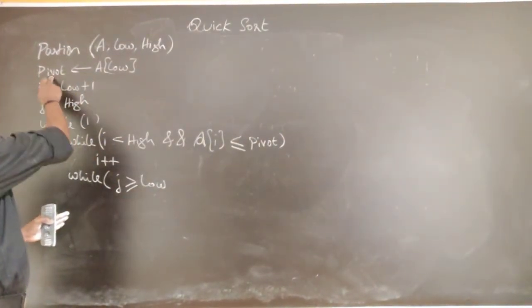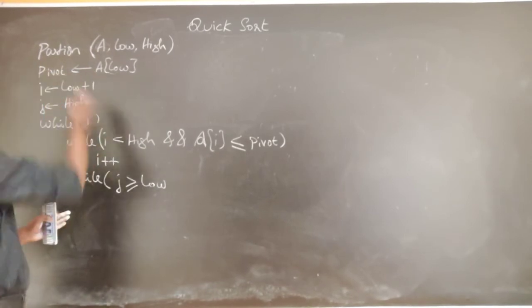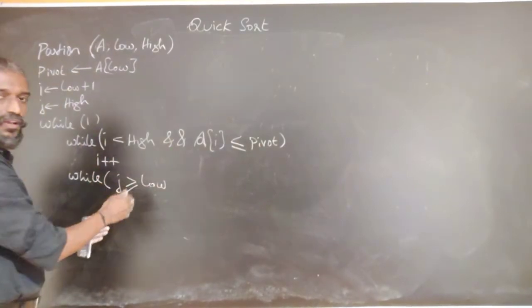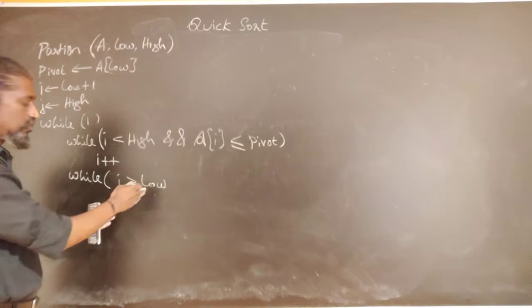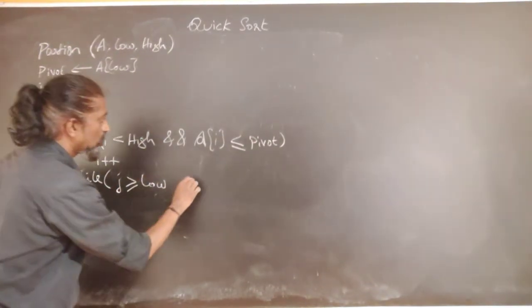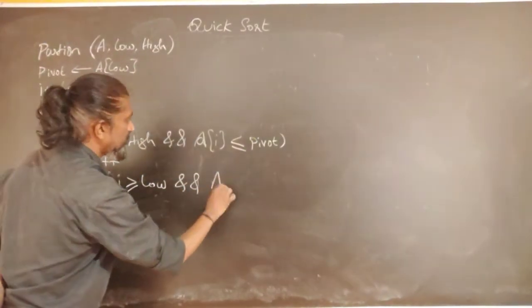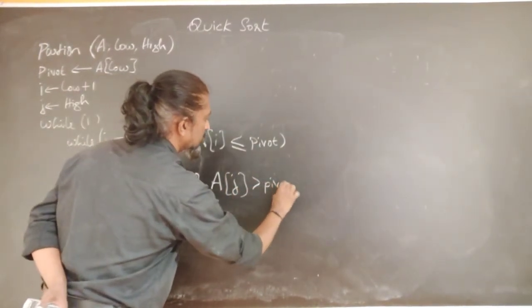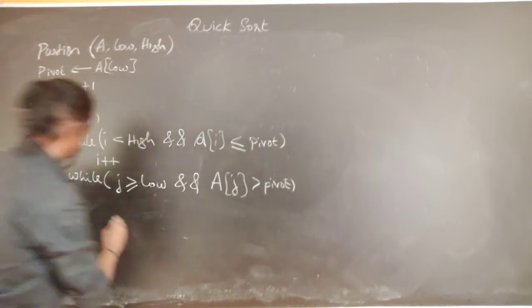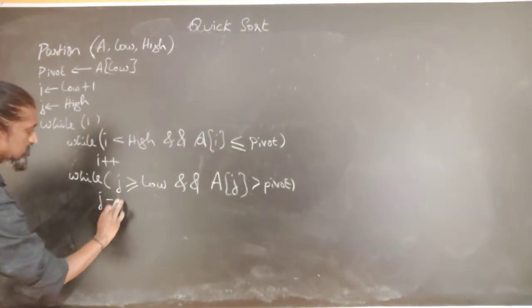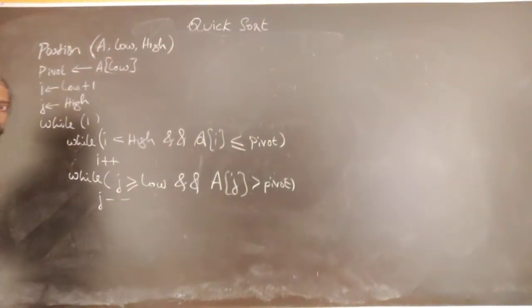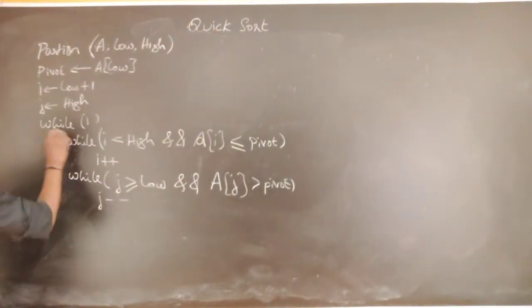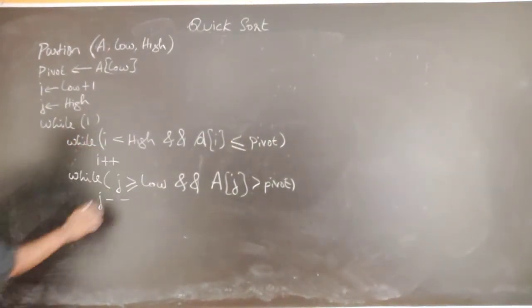Low is placed at one element after the pivot, so even the pivot element can be considered. Sometimes the pointer stops at the pivot element, therefore j is greater than or equal to low, and a of j is greater than pivot, j minus minus. Okay, we are decrementing the j pointer. So now, this will keep happening.